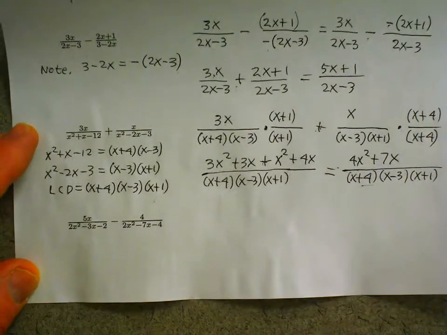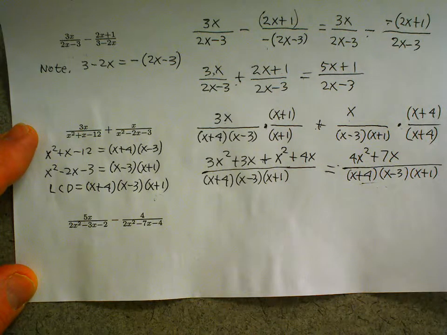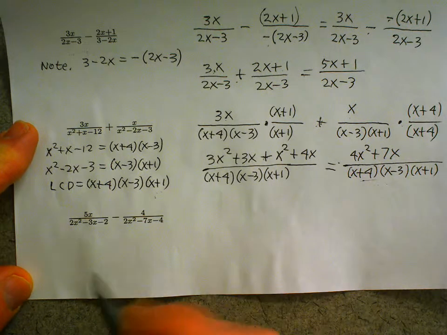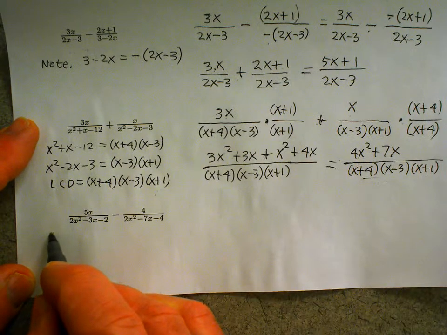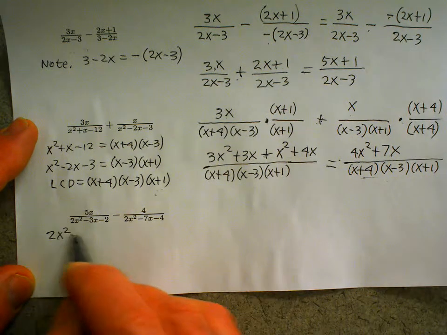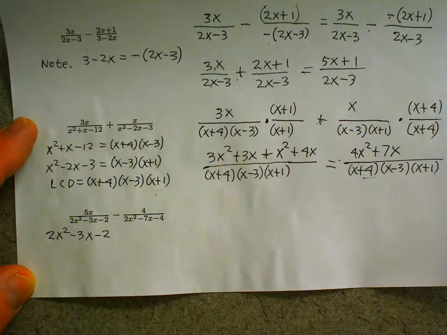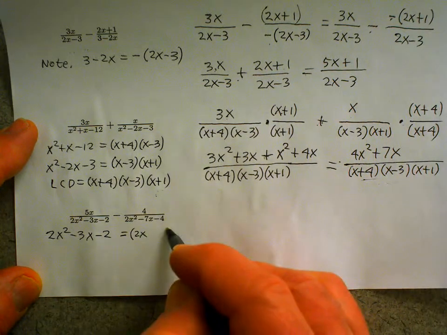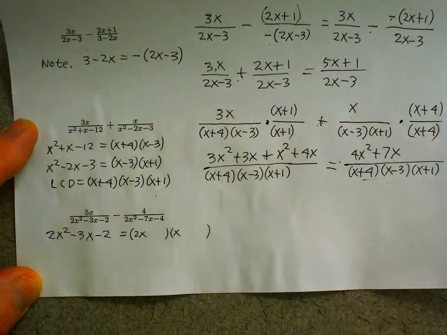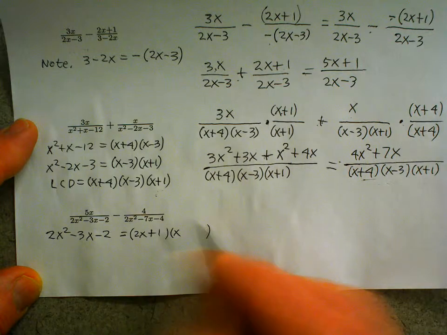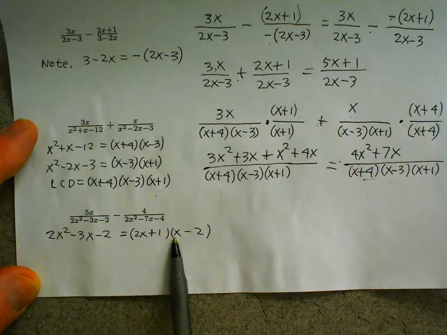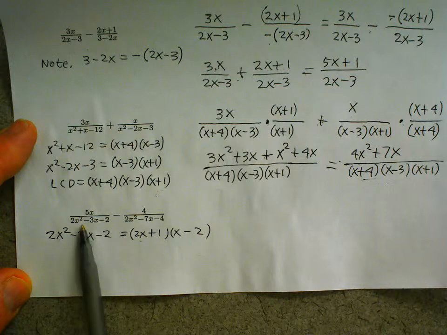Okay, the next one, 5x over 2x squared minus 3x minus 2 minus 4 over 2x squared minus 7x minus 4. Okay, so we want to find the least common denominator. So 2x squared minus 3x minus 2, this is going to factor. So let's see, I need plus 1 and minus 2. Yeah, that works for the factorization of the denominator on the left.